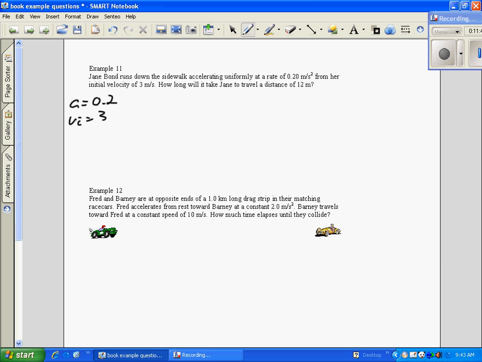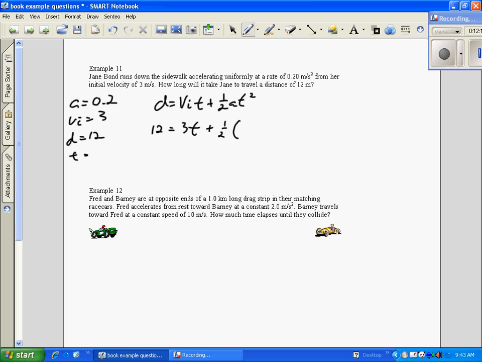Which one has d, a, vi, and t? Well, it would be our new friend d equals vit plus 1/2 at squared. Yes, your new friend that you were supposed to play with this weekend. Distance of 12, initial velocity of 3t plus 1/2 acceleration 0.2 t squared.